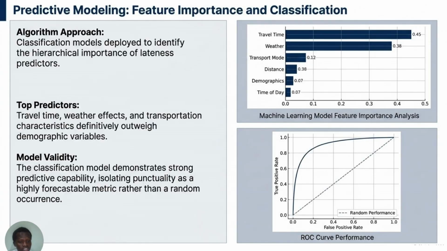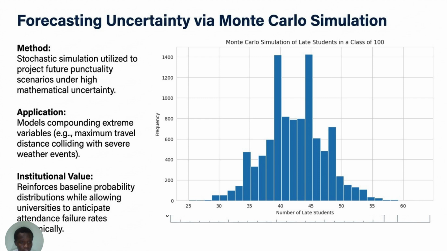This is the predictive modeling, with feature and classification. As you can see in the visualization, there is a machine learning model showing the feature importance analysis, and also the ROC curve, the performance of the ROC.